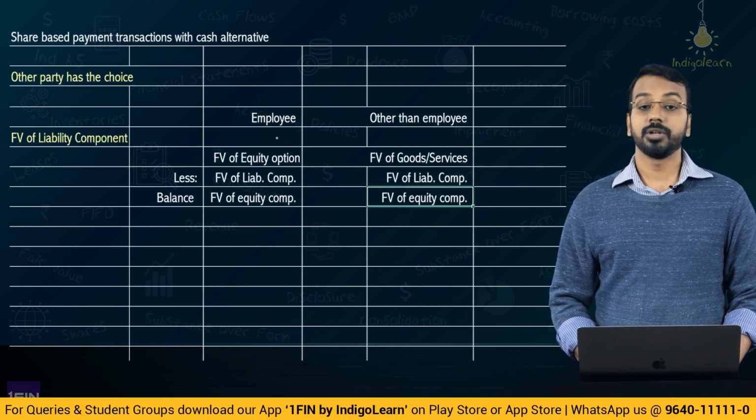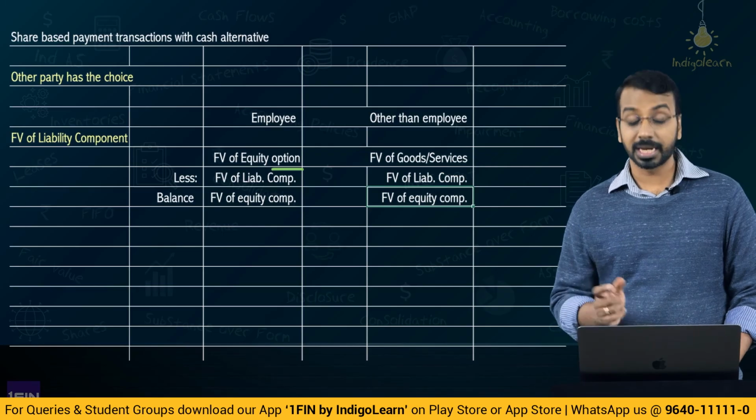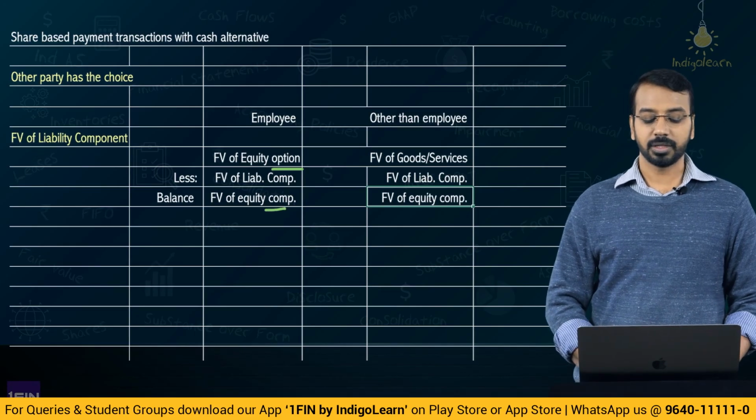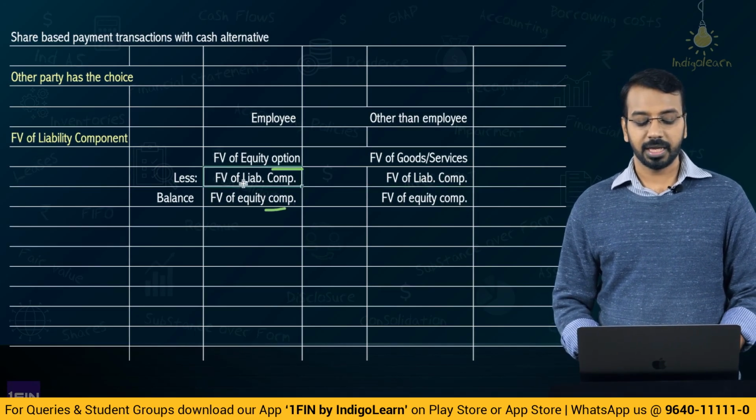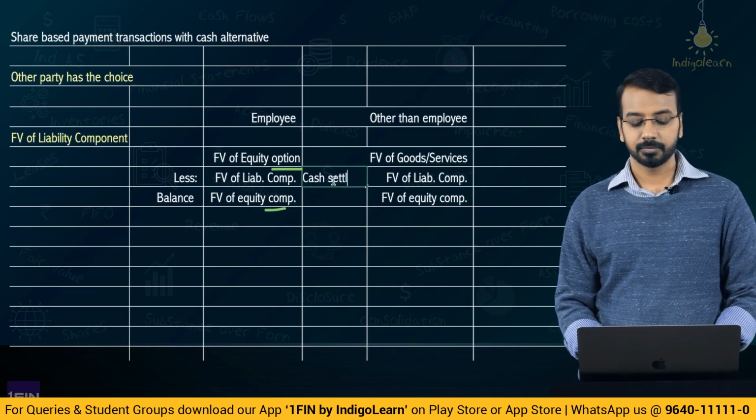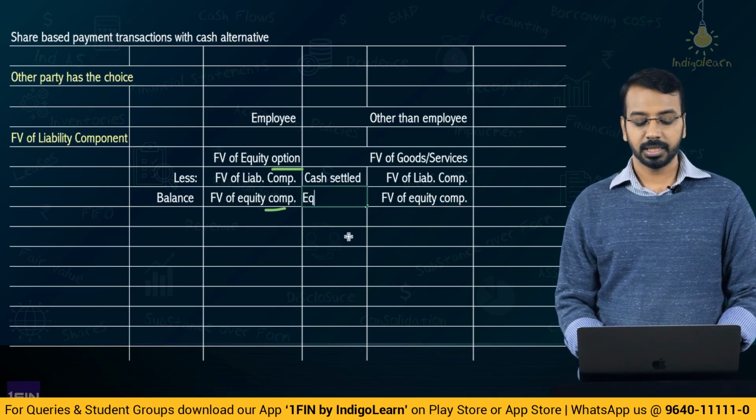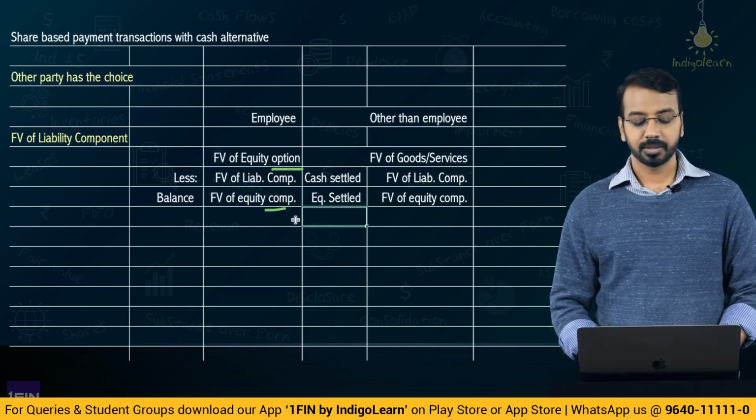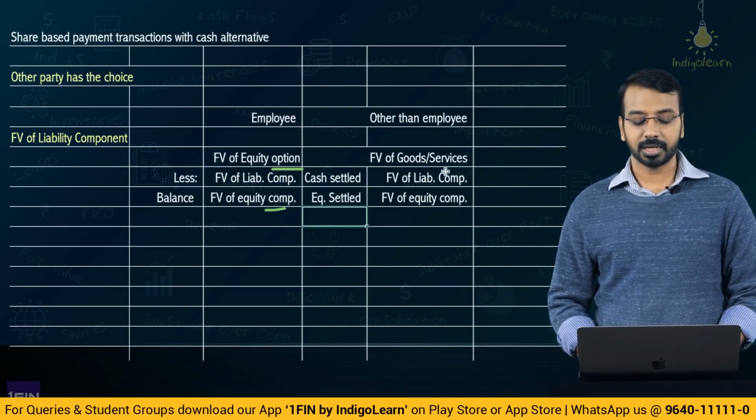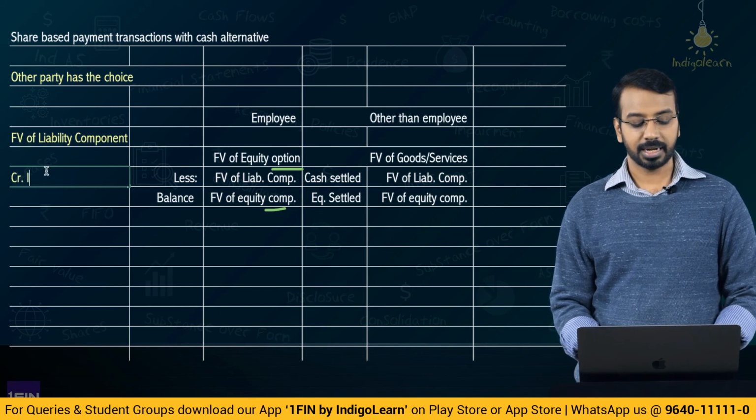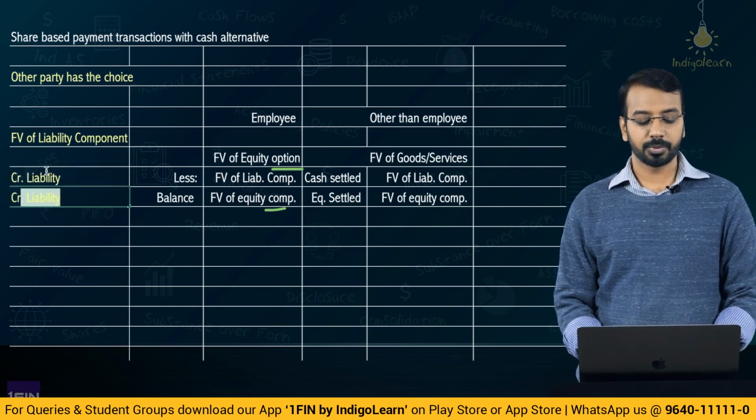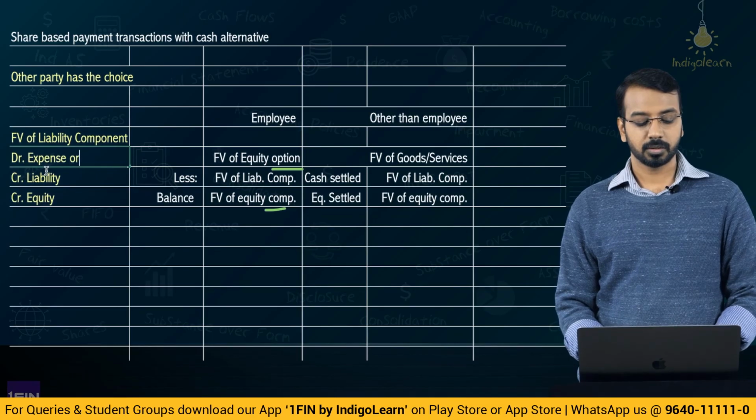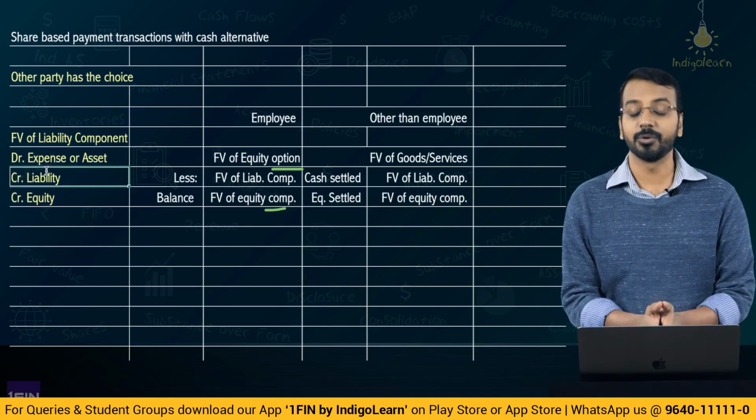Now what you need to remember here is, this is the fair value of the equity option, that is the total value of the equity option, and if you remove the liability component, the balance represents the fair value of the equity component. Now whenever you do the accounting, the fair value of the liability component will be cash settled and the fair value of the equity component will be equity settled. So that is how you have to do the accounting. You will debit the expense, and for the cash settled transaction you will credit liability, and for the equity component you will credit equity. For the total value you will debit expense or asset. A simple structured way to remember this.